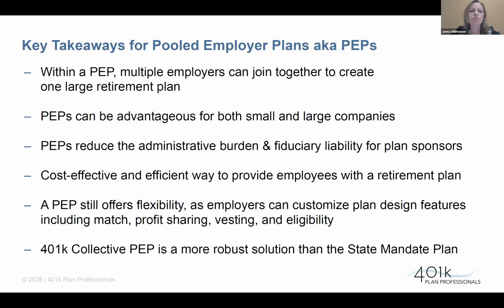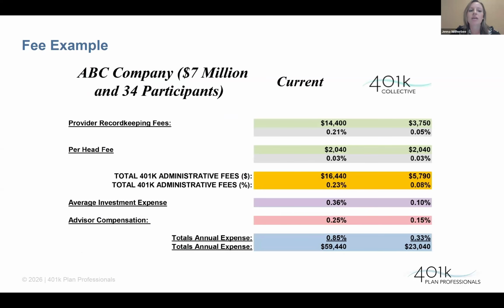So just wanted to mention that too, just from a fee standpoint, that's something that we can help you look at. This is just an example, but a $7 million plan with 34 participants. As an individual 401k plan in the current column, you can see that the record keeper fees are 21 basis points plus a per head fee of 3 basis points. Average investment expense in the purple is 36 basis points, and then the advisor compensation, giving it a total annual expense of 85 basis points.